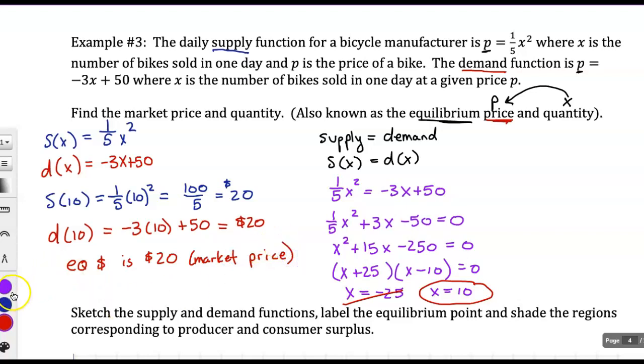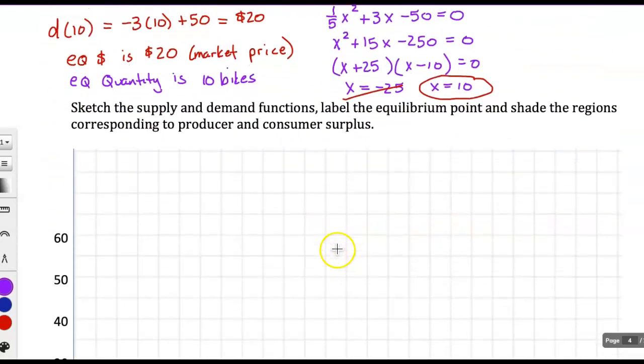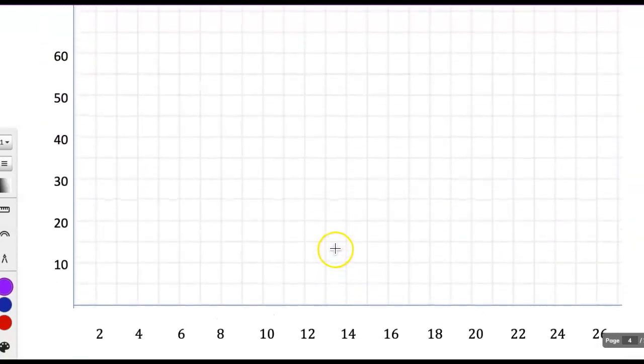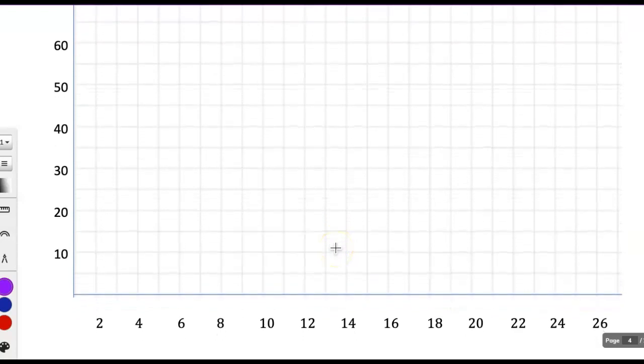And then the equilibrium quantity is 10 bikes. Okay, so what we're going to do is go down to our graph and put everything on there. So remember, price, let me see if I can, yeah, that should be good. I think you can see all that. So price goes on the y-axis and quantity goes on the x-axis.